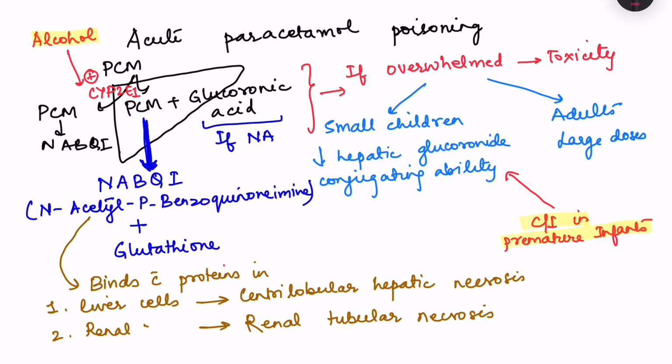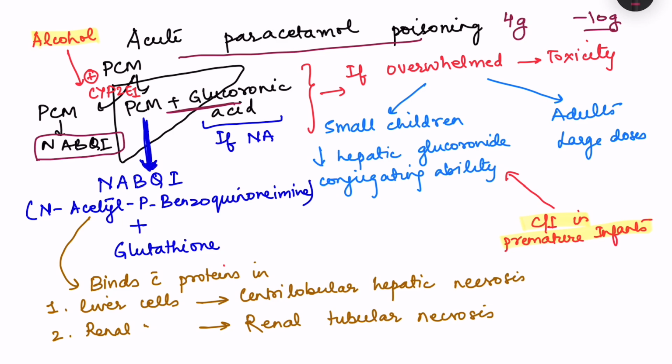But remember, it can cause acute paracetamol poisoning if taken in higher doses. In fact, the recommended dose for a day is only about 4 grams. If it exceeds 10 grams, then it will lead to hepatotoxicity. So what happens is that paracetamol is excreted by combining with glucuronic acid in the liver. But some amount of paracetamol also leads to production of a toxic metabolite, that is N-acetyl-p-benzoquinone imine. This N-acetyl benzoquinone imine combines with glutathione and is excreted.